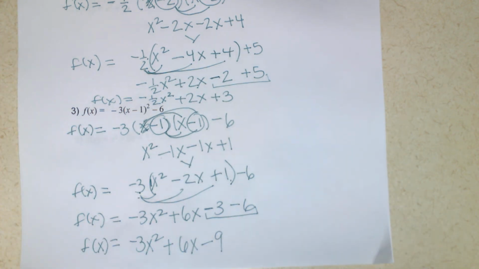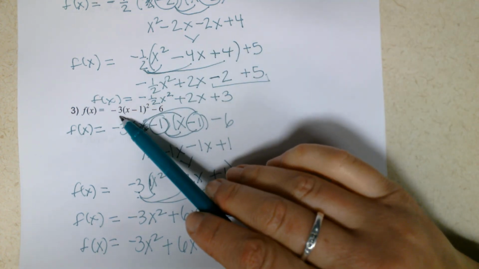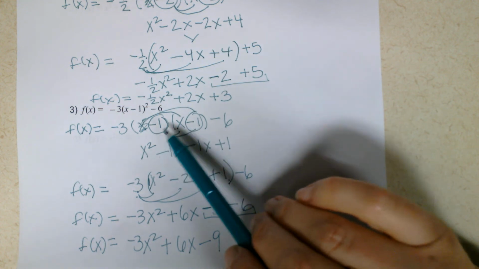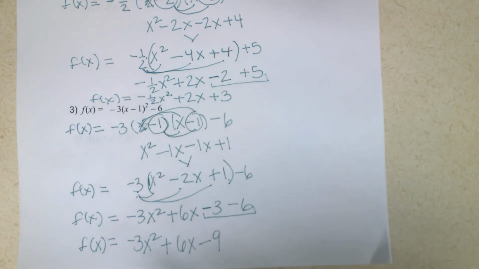Yay! A little bit longer process than changing intercept form to general form because we do have the number outside here. We have to remember to expand this out, and we have to remember at the end we're going to be adding or subtracting that number.